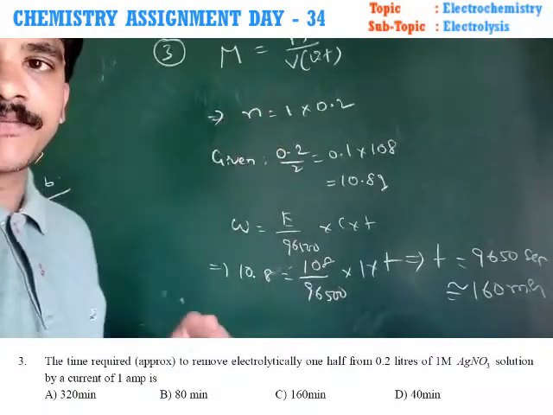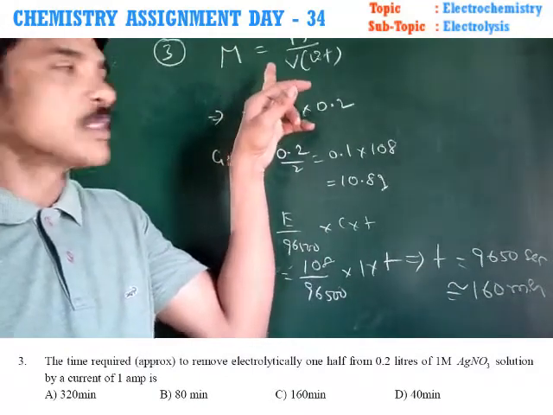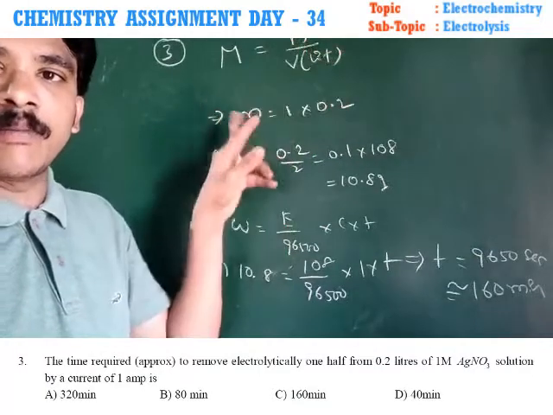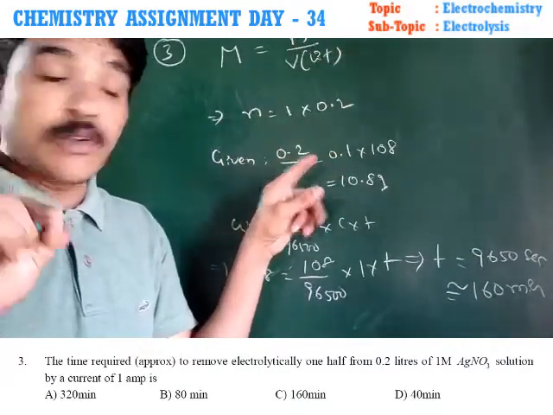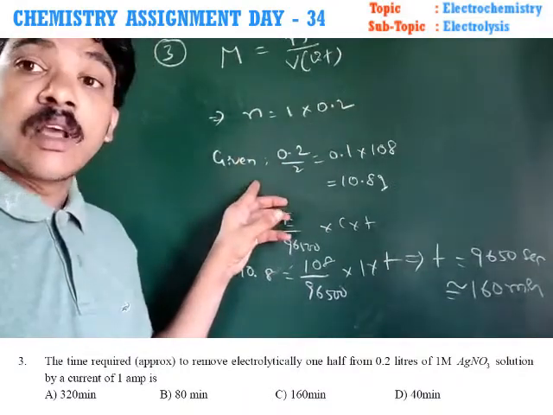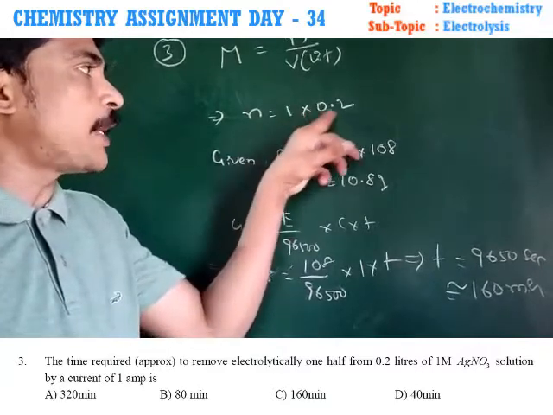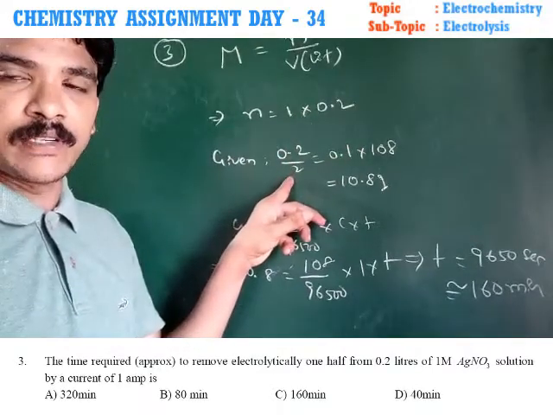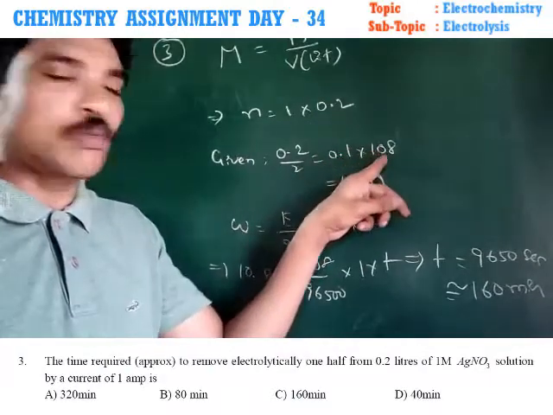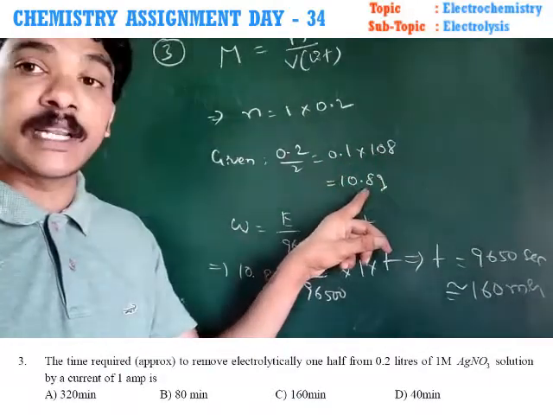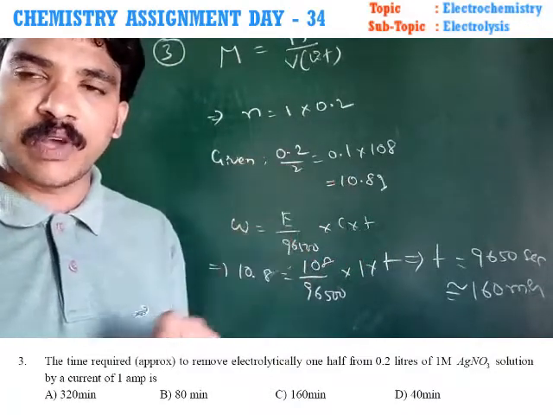Question number 3. The molarity value is given and the volume is given. By using this formula, find the moles. In the given information, half of the moles is taken. Half of the moles means 0.2 by 2, that is 0.1. Converting moles into weight with atomic weight 108, you get weight 10.8. That is the cathode weight given in this formula.